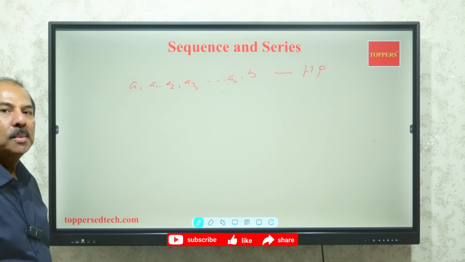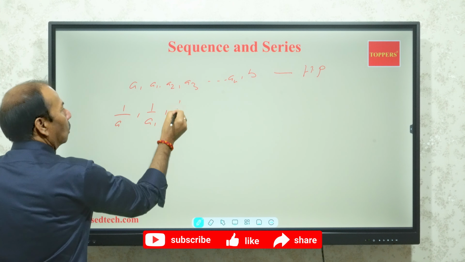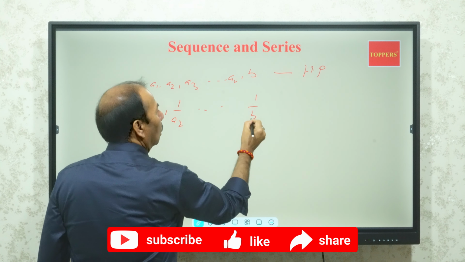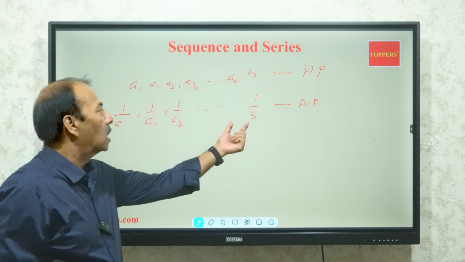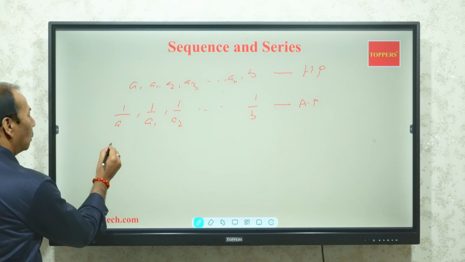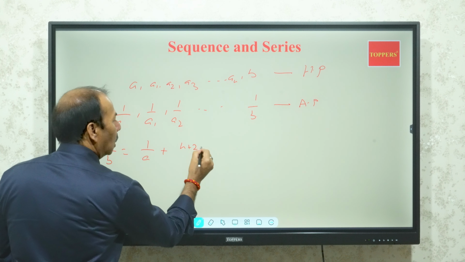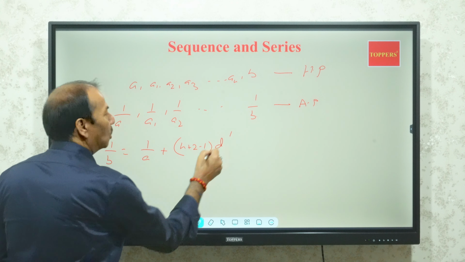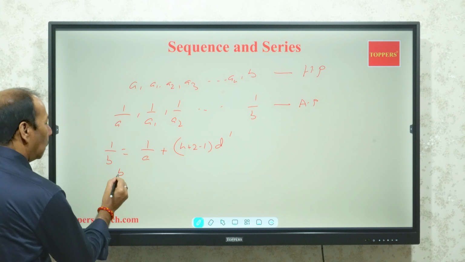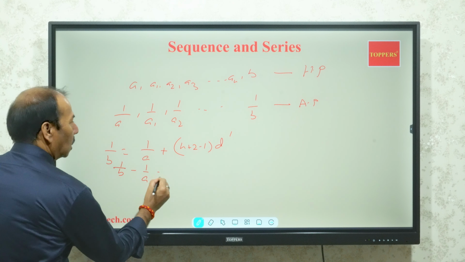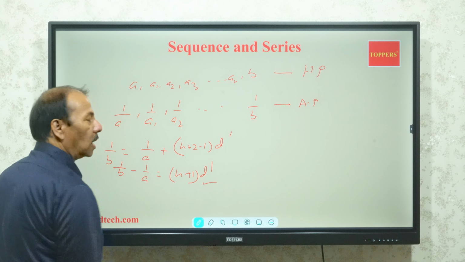Now to simplify, again we will go back to arithmetic progression. It means 1 upon a, 1 upon a1, 1 upon a2 dot dot 1 upon b is in AP, arithmetic progression. This is again the n plus 2th term. So it means 1 upon b is equal to 1 upon a plus n plus 2 minus 1 into common difference, suppose d dash, of this arithmetic progression. Again simplifying, you will get 1 upon b minus 1 upon a is equal to n plus 1 into this d dash, and from this you will get the value of d dash.